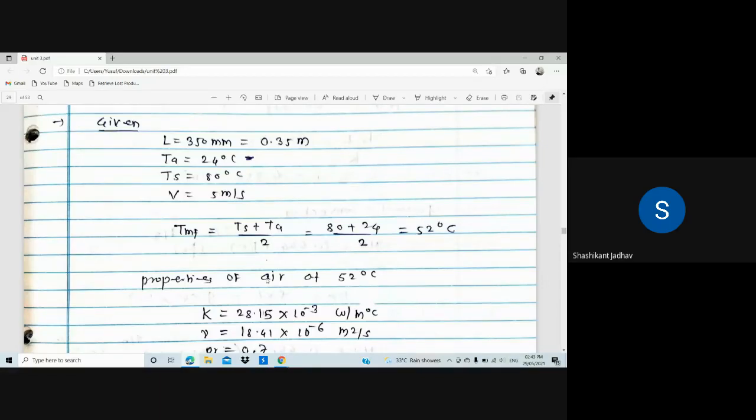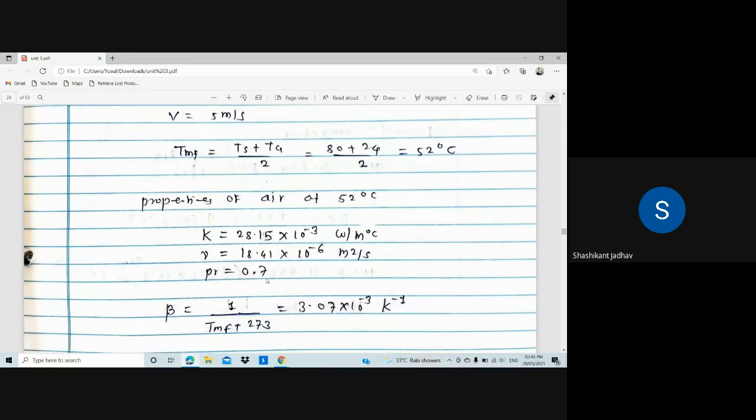Okay, so first of all we have to calculate the mean film temperature, that is TMF is equal to TS plus TA by 2. So 80 plus 24 divided by 2, that is nothing but 52 degrees Celsius. And from the property chart we have to write down the properties of air at 52 degrees Celsius. So from the property chart we get the value of thermal conductivity, then kinematic viscosity, then Prandtl number.